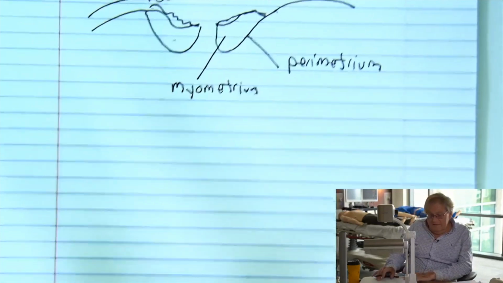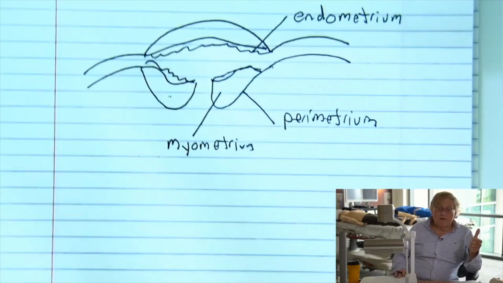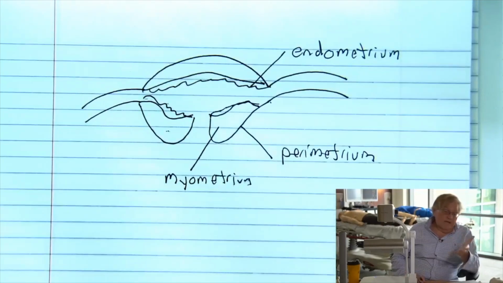The next type of muscle, so we know we've got skeletal muscle, we talked about. We used the gastrocnemius as a great example of that.